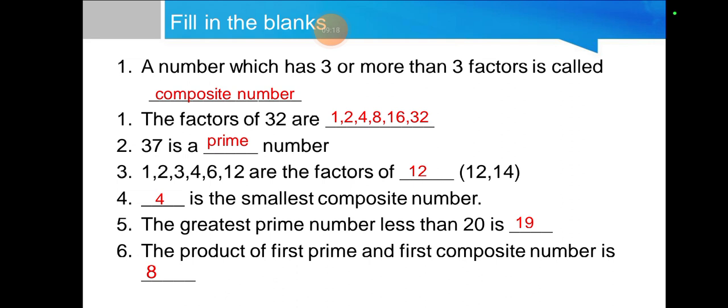The numbers which have 3 or more than 3 factors are called composite numbers. The factors of 32 are 1, 2, 4, 8, 16 and 32. It has a total of 6 factors. 37 is a prime number. 1, 2, 3, 4, 6, 12 are the factors of 12. The smallest composite number is 4. The greatest prime number less than 20 is 19. The product of the first prime and the first composite number is 8.